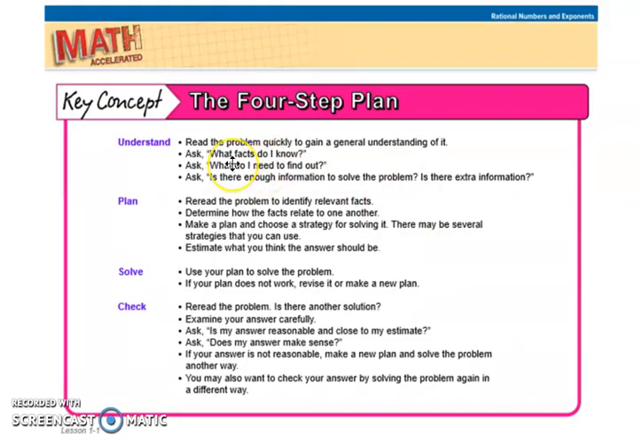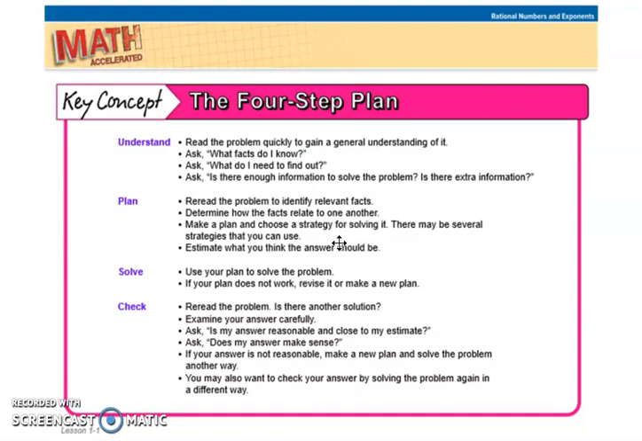Okay, so let's go ahead and look at this plan. When you understand it, you read the problem quickly to gain a general idea about it. What facts do you know? And then what things do you need to worry about? And what things can you just cancel because it's not important? Reread the problem again. Identify relevant facts. Again, you're figuring out what do we need to use, what can we throw out. Determine how they're related to each other, and I'll talk about that. And then you can figure out a plan to solve it. And you estimate it, so that you can figure out if you're even close to the right answer. I always estimate at the end, so I can double check my work and make sure that it's right.